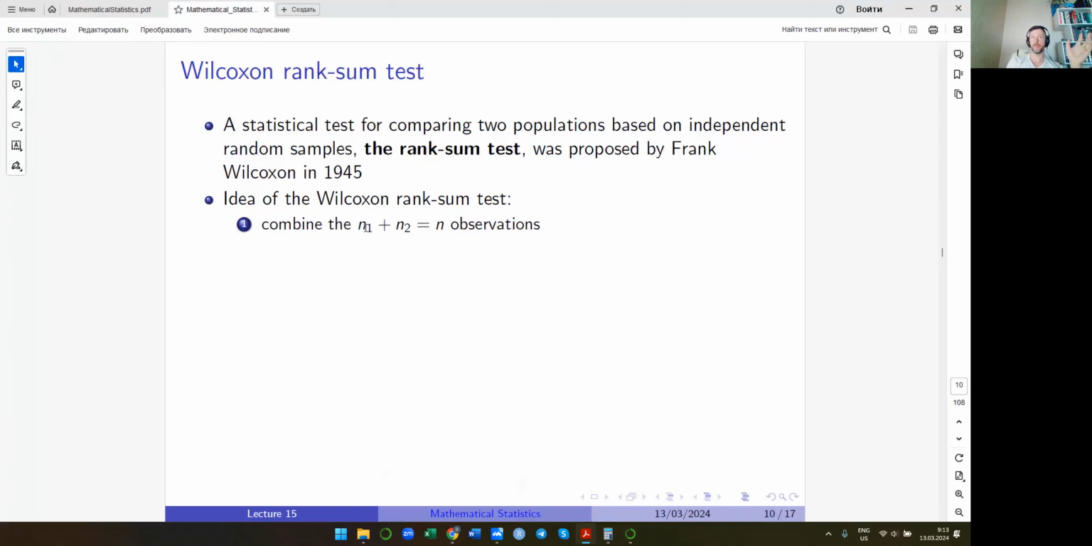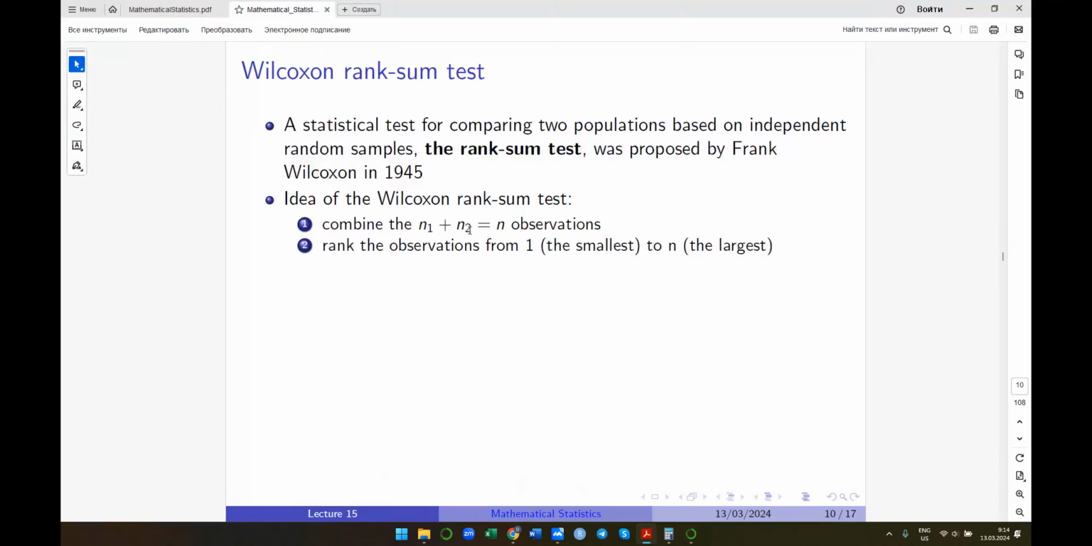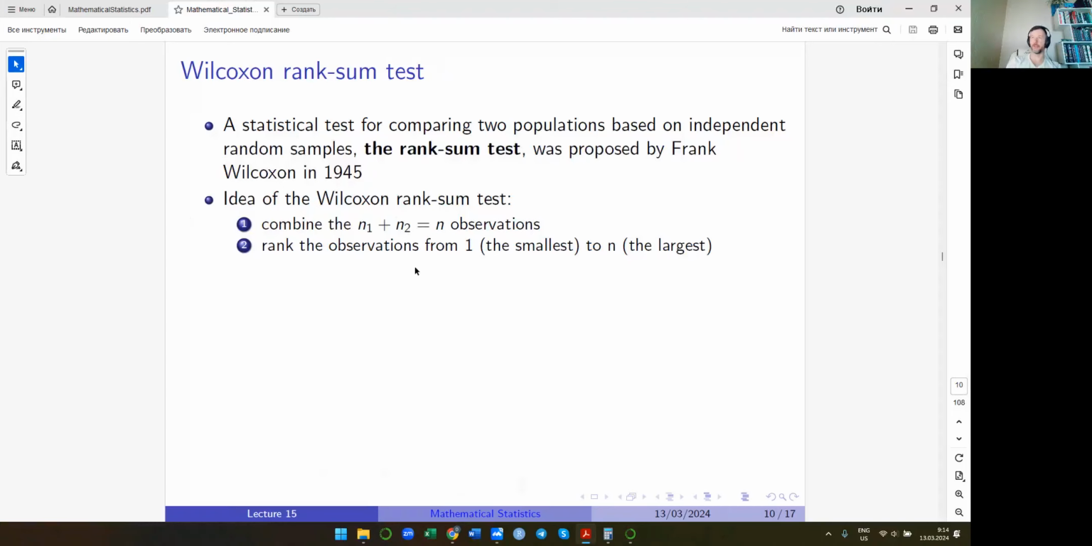We have n1 observations from sample 1 and n2 observations from sample 2, and we combine them together. Then we rank the observations from first to n, from the smallest to the largest. Basically we order them and put a rank on every observation. This is the first, the smallest one, this is the second, the next smallest, this is the third, and so on, up to n.